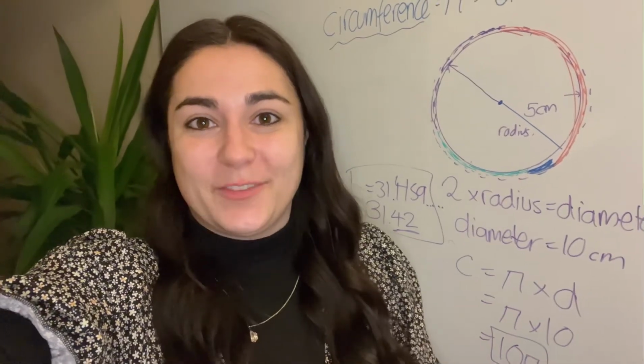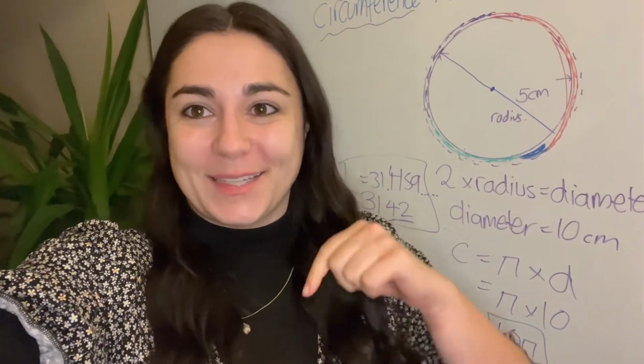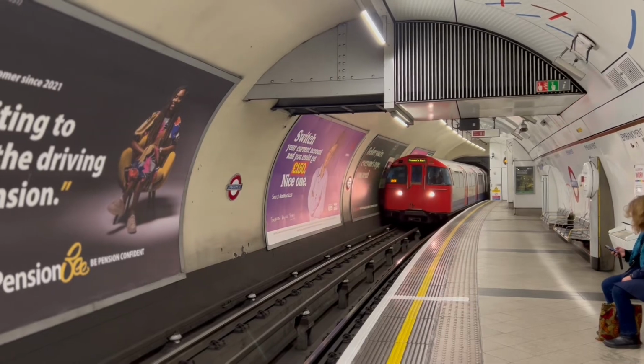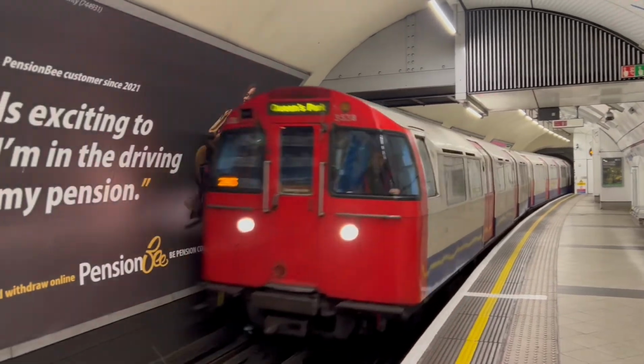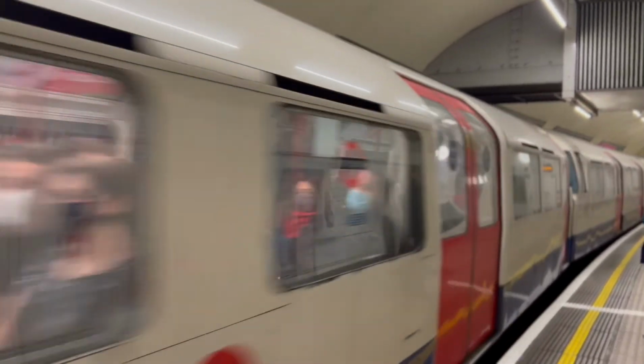So now let's see if we can do a little challenge and figure out the circumference of the London Eye. So let's hop right back to London. Just go on the London Underground. Now while I'm waiting for my tube, can you remember what the formula for the circumference of a circle is? If not, let's write it down again. To work out the circumference of a circle, you do pi times the diameter.